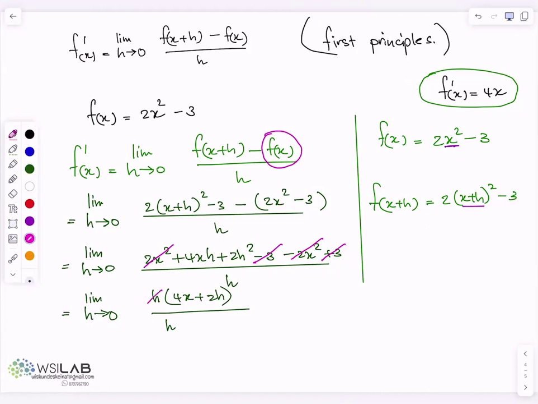And now those two h values cancel. And then I make h 0. So there h is going to be 0 also. And then the answer is simply 4x. But that we knew.